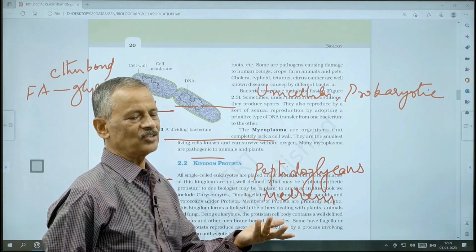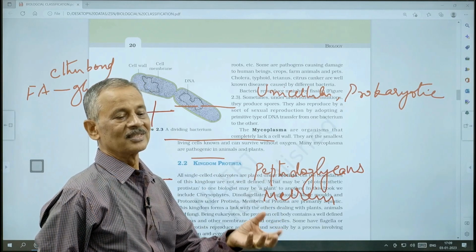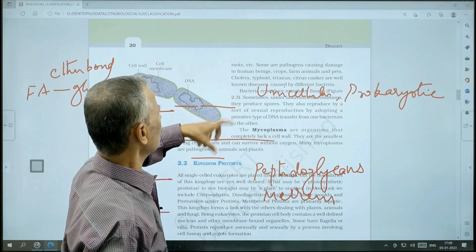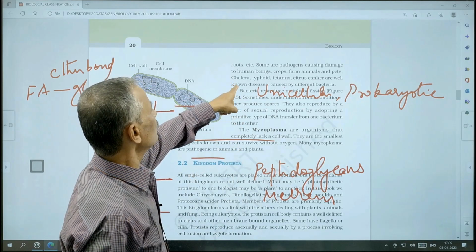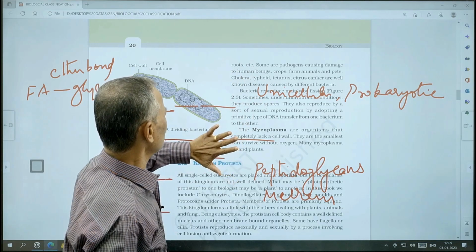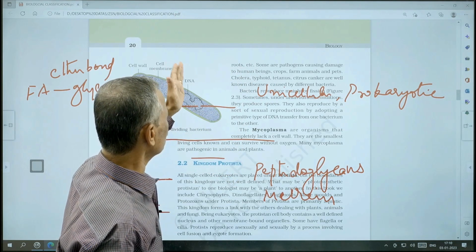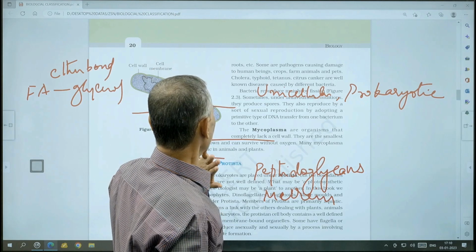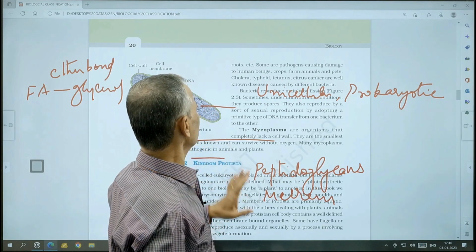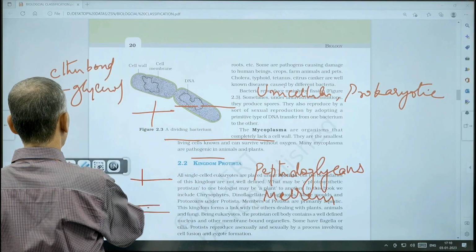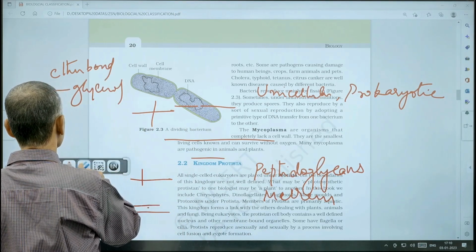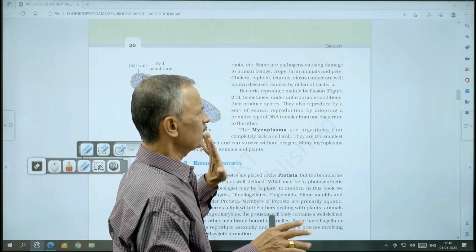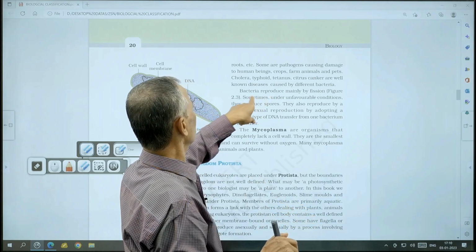Now, the bacteria is giving nitrates to the plant, which is very essential for the plants. So both of them are getting benefit. Others are pathogens. They will cause diseases, and we have a large number of diseases like cholera, typhoid, tetanus, citrus canker, etc., which are all caused by bacteria. Now, how are the bacteria dividing? Usually, bacteria are dividing or multiplying by binary fission. When conditions are favorable, they will be reproducing by binary fission.